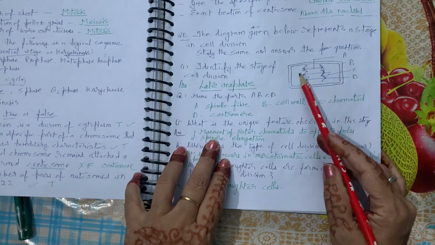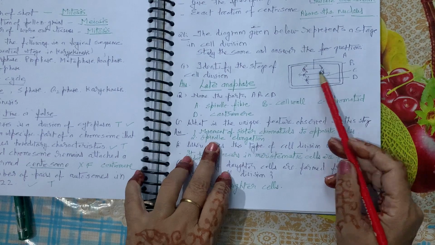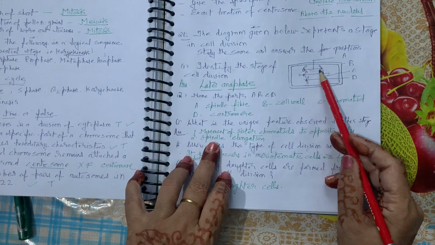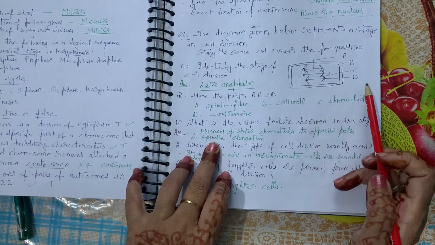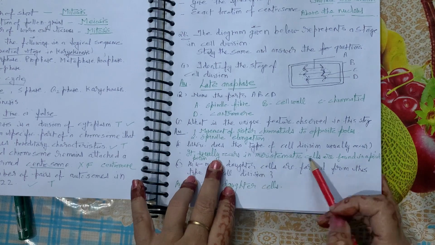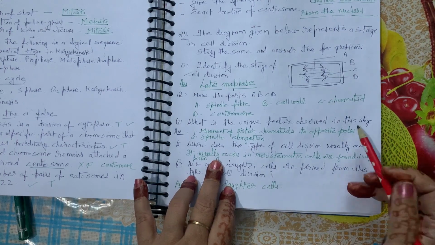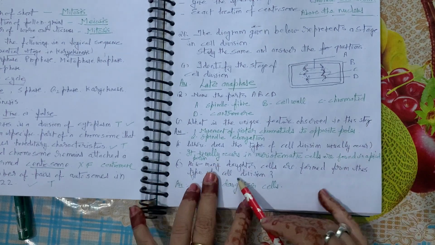Sister chromatids, they are moving towards the opposite poles. And spindle elongation. This is the elongation of the spindle. This one is also the spindle elongation. Where does this type of cell division usually occur? It occurs in the meristematic cell found in the apical parts of the root and shoot tips.